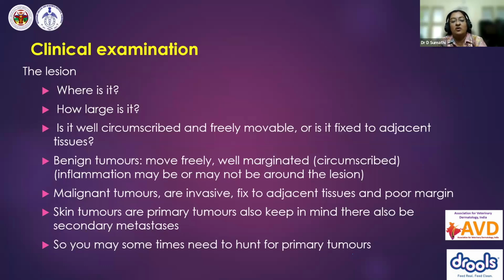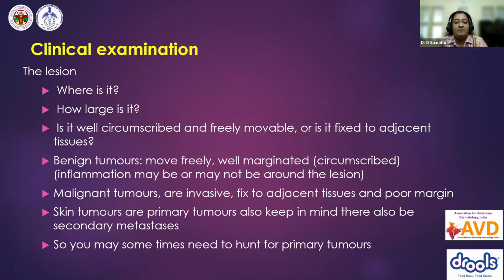Then you proceed on to clinically examine the animal and you look for where it is, how large it is, and you also do the measurement. You also check whether it is circumscribed, whether freely movable. If it is freely movable and well marginated, it might be a benign tumor, and if it is invasive and fixed to the adjacent tissues with poor margins, it might be a malignant tumor.